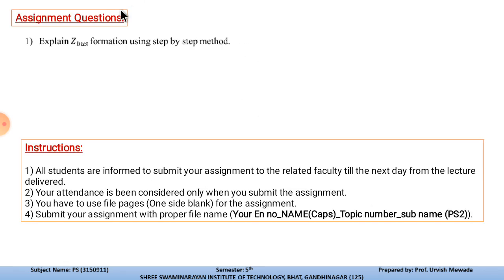After this topic, you have one assignment question, that is, explain Z bus formation using the step by step method, and the related instructions are written for the assignment. Read it carefully. You can take a snap of this slide also. If you have any doubt or query, we can solve it in our doubt solving session. And still, if you have any further doubt after this presentation, you can directly call me. Feel free to call me anytime to solve your doubts related to the topic.